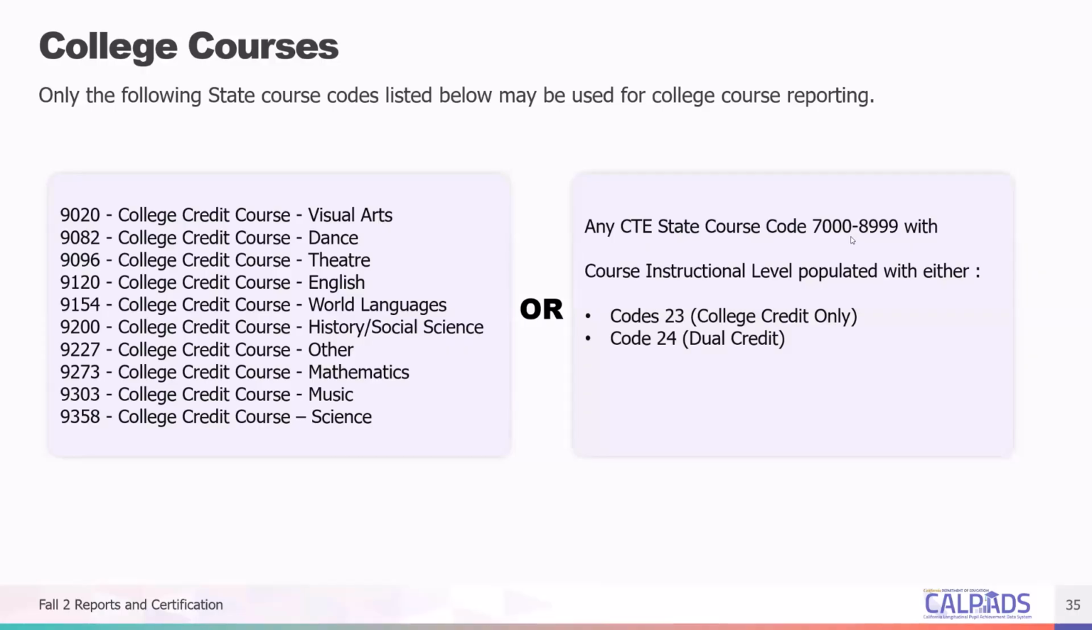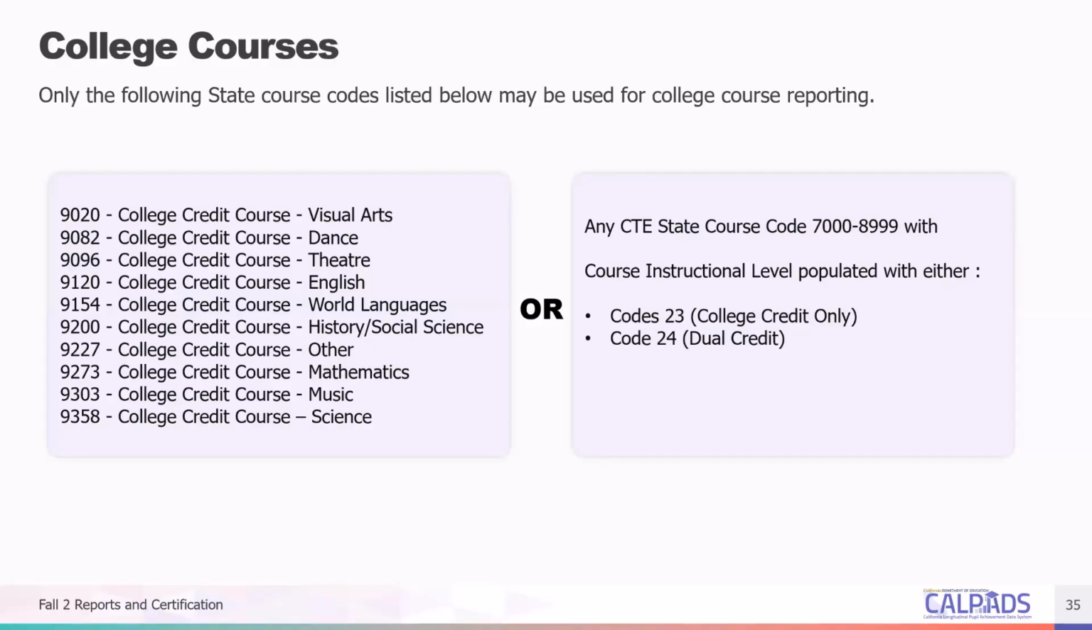That will identify it as CTE content, CTE curriculum, and then you're going to either say it's college credit only or dual credit. That tells us it's a college course. The value or the reason why it's important to identify your college courses for fall 2 is that the staff members teaching these courses, whether they work at a college or they're not credentialed for high school, you're going to use a SEID 999. And so if you report them with the appropriate college course code, you won't be dinged. You won't trigger an exception.